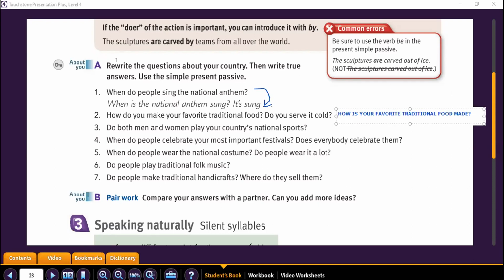La siguiente, vamos a hacer el siguiente pedacito de pregunta. Do you serve it cold? ¿Cómo nos quedaría en voz pasiva? Verbo to be primero. Vamos. It, teacher. Is. Is cold. Nos faltaría aquí como el sujeto. O sea, esto nos falta. ¿Es esto servido caliente? ¿Cómo sería?